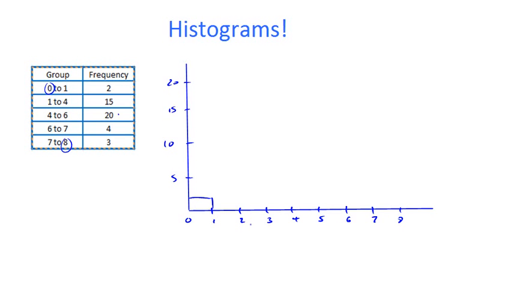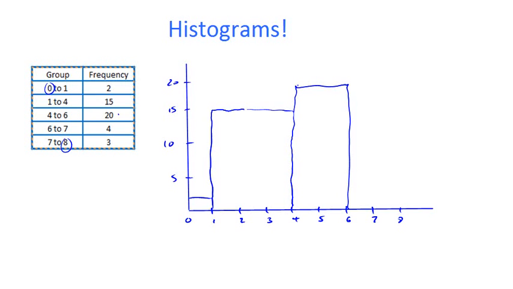From 1 to 4 it's going to go all the way up to 15, and my hand a bit shaky on that, gets the figure there. It goes all the way up to 20 from 4 to 6, and it's up to 4, slightly below the 5. That's a good approximation. So that's roughly what my bar chart would look like.